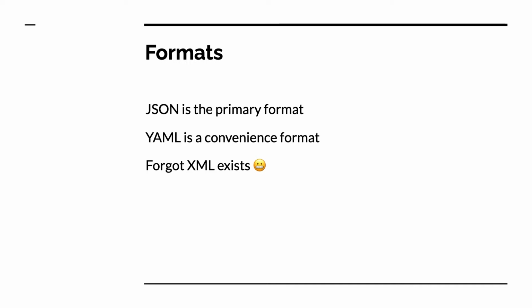So JSON is the primary format for the configuration, just because XSLT 3 can consume JSON. That's the basic reason for it. And then YAML, from my perspective, is a convenience format because it's easy to convert JSON to YAML and YAML to JSON without losing anything. And it's also nice to type or scribble. So it's a nice perk.